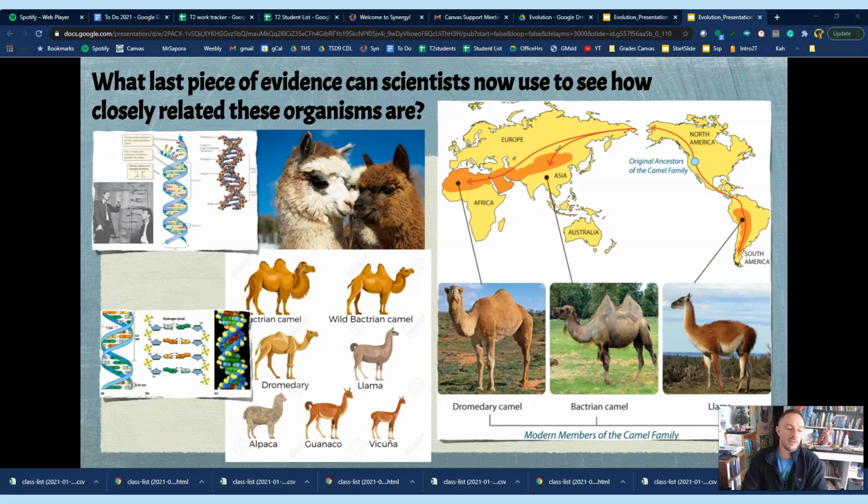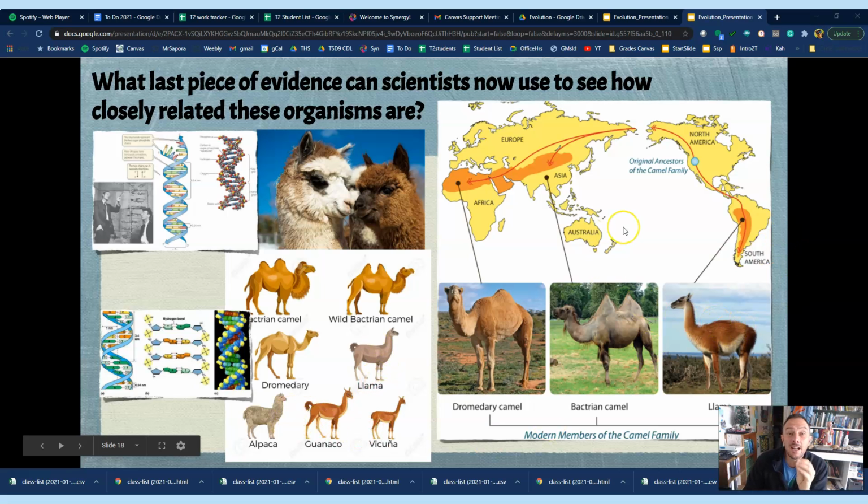Okay, the last piece of evidence that we could look at with seeing if things are related is DNA evidence. So we have all the physical characteristics. We can look at the skulls and compare them and go, oh, these look like camels, right? Now we can do some DNA. And here's the different groups that we have, right? Of camels and then llama alpacas in South America.